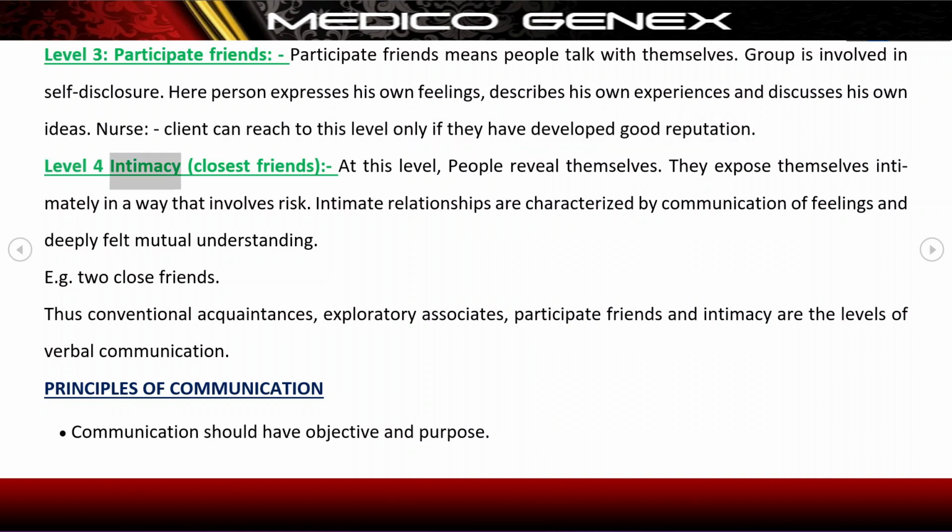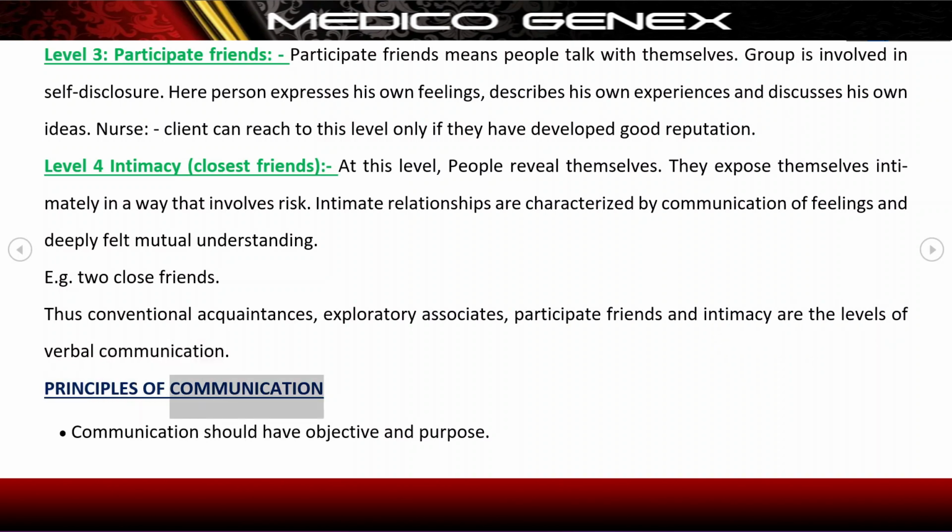Level 4, intimacy. Closest friends. At this level, people reveal themselves. They expose themselves intimately in a way that involves risk. Intimate relationships are characterized by communication of feelings and deeply felt mutual understanding, e.g., 2 close friends. Thus conventional acquaintances, exploratory associates, participate friends, and intimacy are the levels of verbal communication.